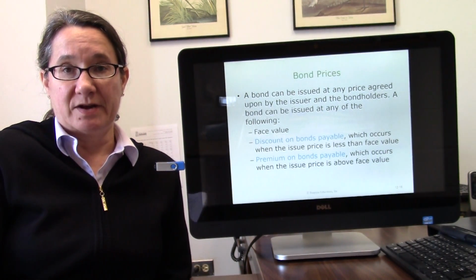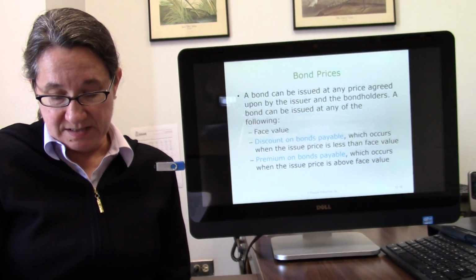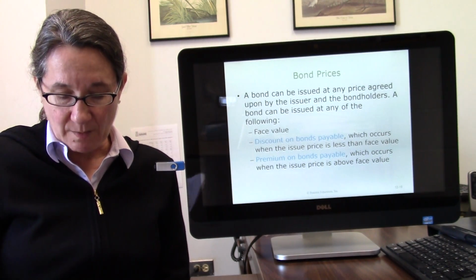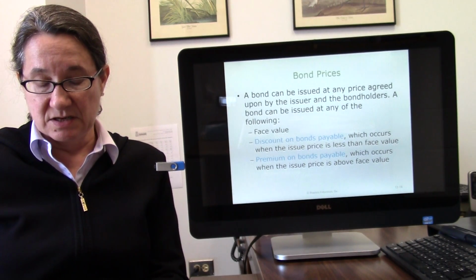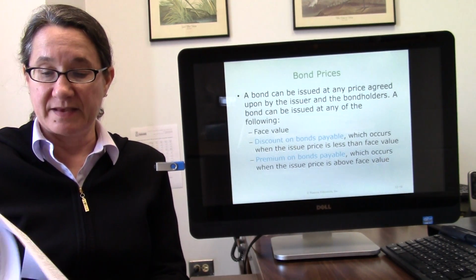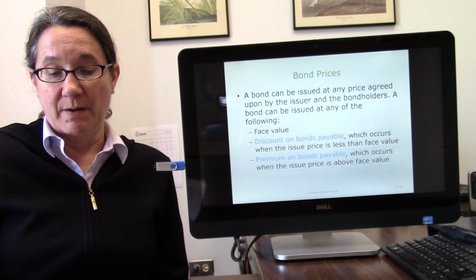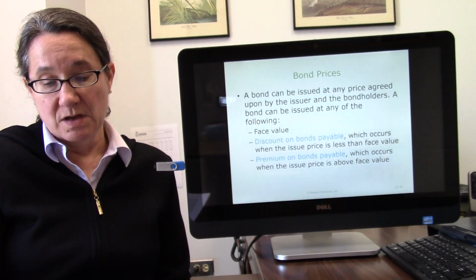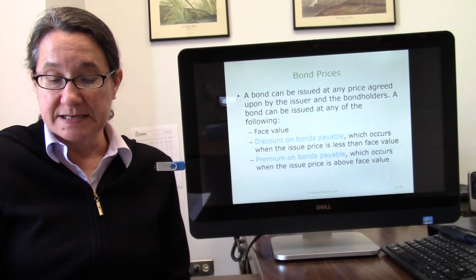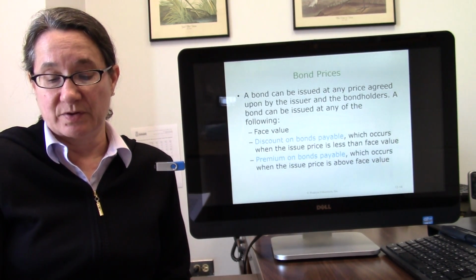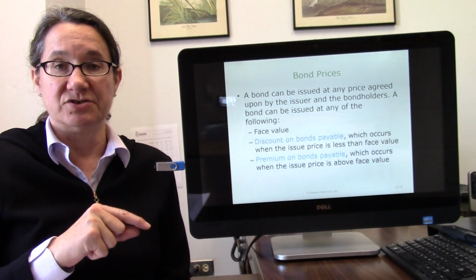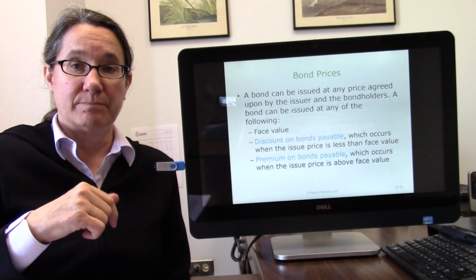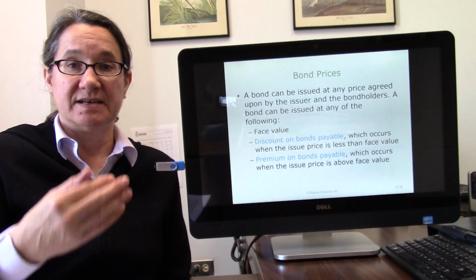Let's talk a little bit about bond prices. This is where we start to get where you have to kind of concentrate a little bit. A bond can be issued at any price agreed on by the issuer and the bondholders. A bond can be issued in any of the following. Face value. Face value occurs when a bond is issued at face value. For example, a $1,000 bond issued for $1,000. The amount the borrower gets from the purchaser is the face value.